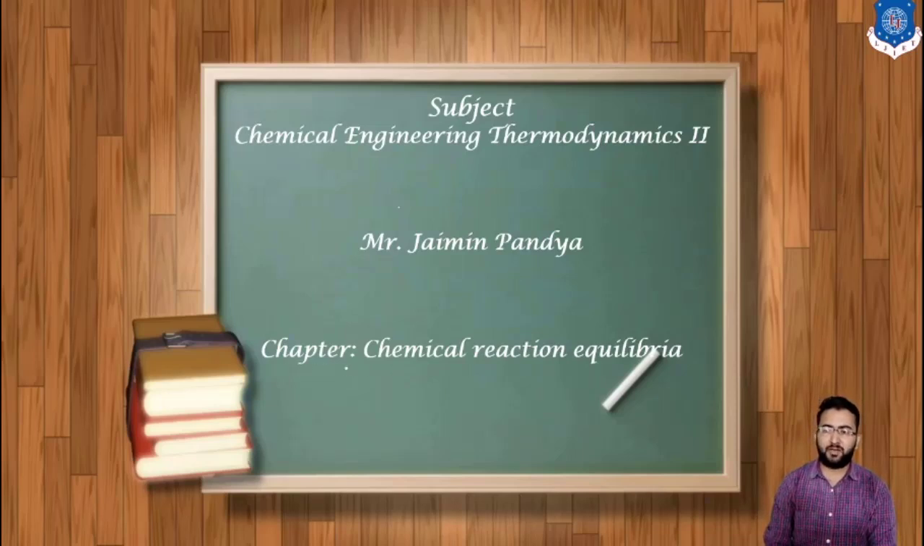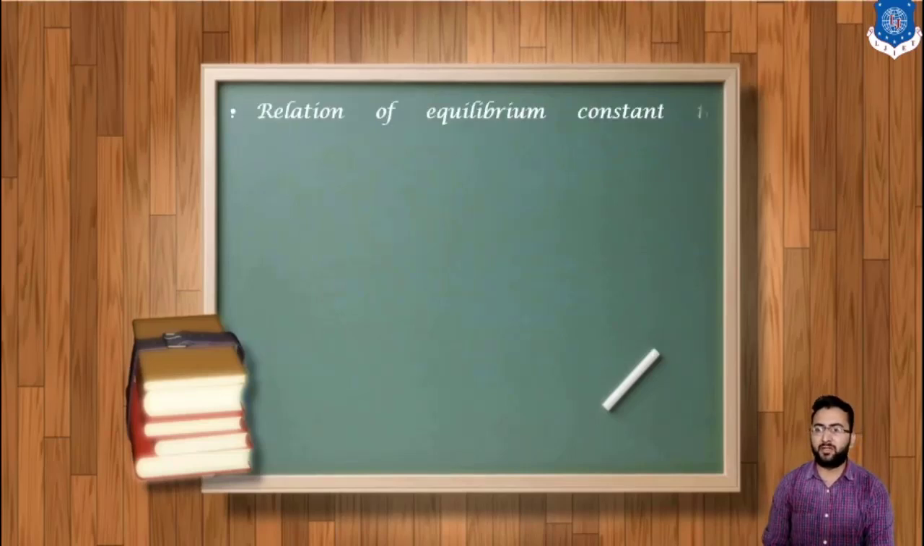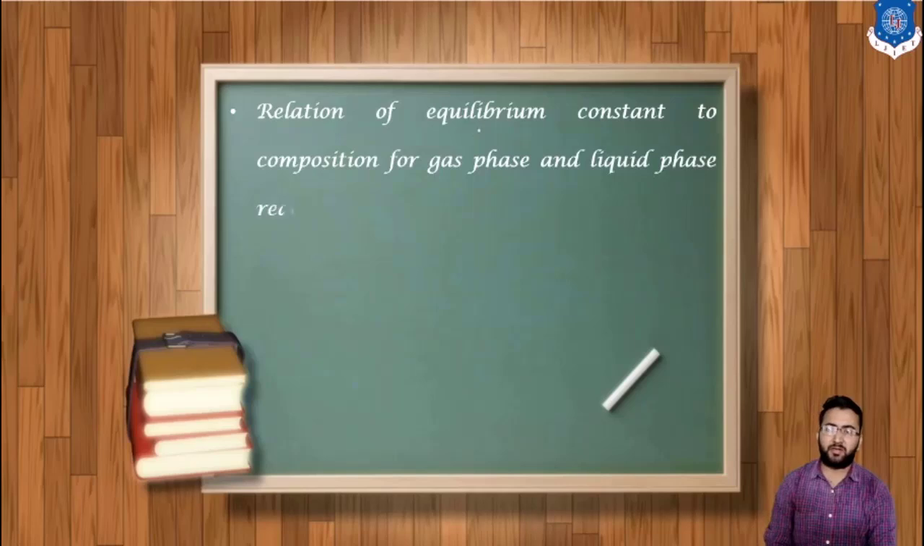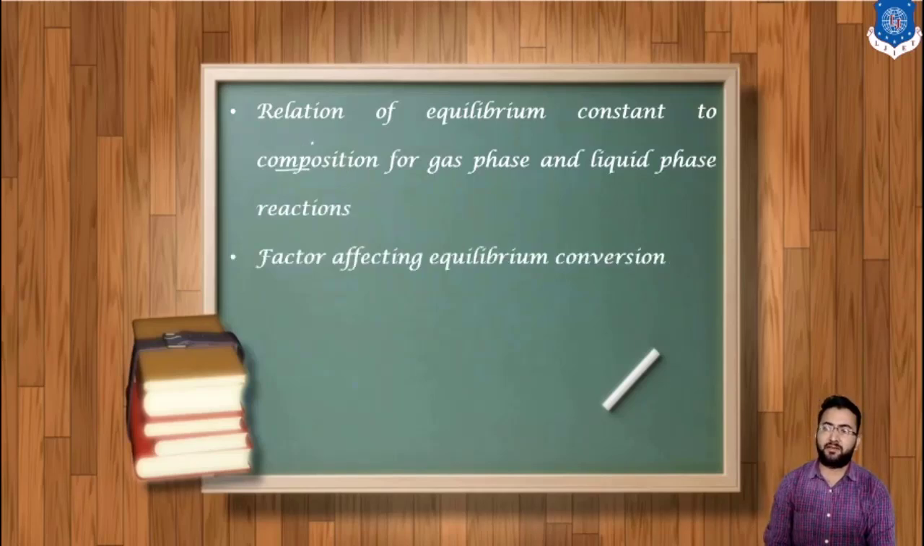So let's continue with Chapter 3, which is chemical reaction equilibria. In this lecture, we are going to discuss the relation of the equilibrium constant to composition, or equilibrium conversion, which is denoted by Ky, and the equilibrium constant, which is denoted by K. So here we are going to relate K and Ky for the gas phase reaction and the liquid phase reaction. But these both are homogeneous phase reactions.